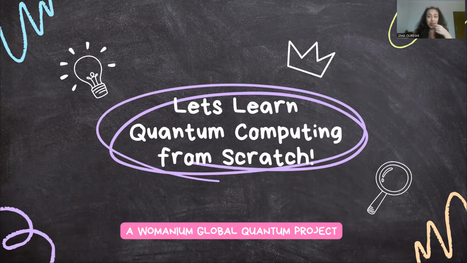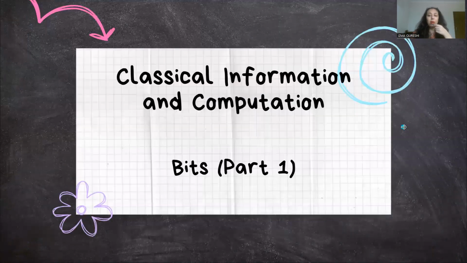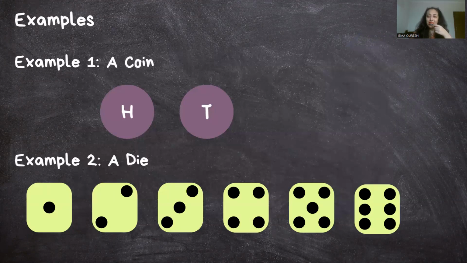In our first lecture, we will be talking about bits. We've divided it into three parts, because we want to minimize the length of the video. To understand what bits are, we will begin by looking at two of the most common examples that I think we all have gone through in our math classes. We will be talking about coins and dice in this first part of the lecture.